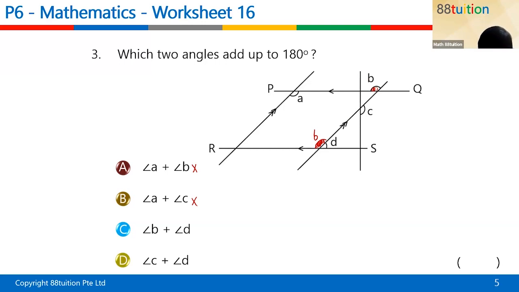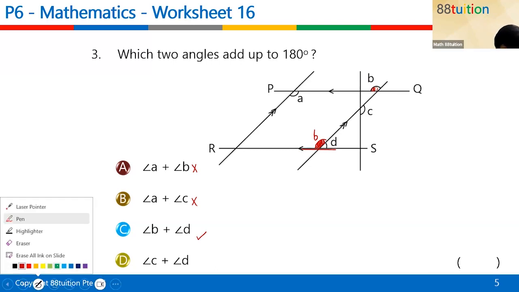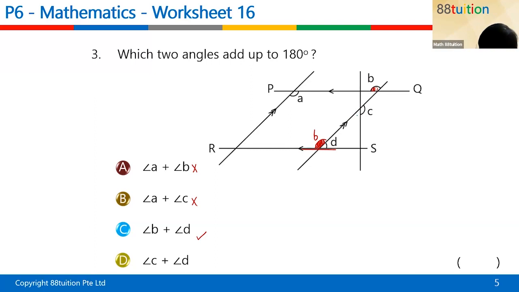Okay, so you have this one, 180 already, because of the line, right? So this one is possible. How about C and D? If you talk about C and D, I use this as C. No, because this is a vertically opposite angle. So C and D has no relationship.